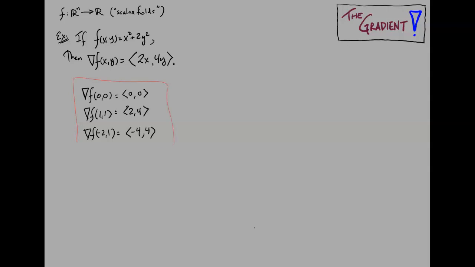Okay, you get the point, but something interesting is happening here. The gradient, viewed as a function, takes points in Rn, R2 in this case, and turns them into, not real numbers, but turns them into vectors in Rn, R2 in this case. So the gradient is sometimes referred to not as a scalar field, but as a vector field.